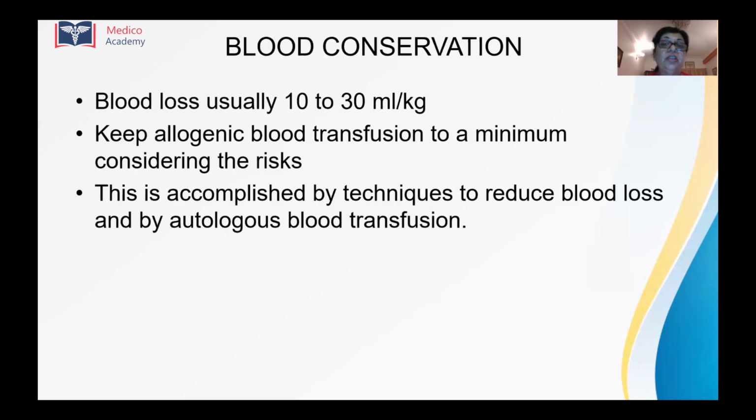Blood conservation. Now, spine surgery is usually associated with significant blood loss. The blood loss is usually 10 to 30 ml per kg. Keep allogenic blood transfusion to a minimum, considering the risks of allogenic blood transfusion. This can be accomplished by techniques to reduce the blood loss and by autologous blood transfusions.